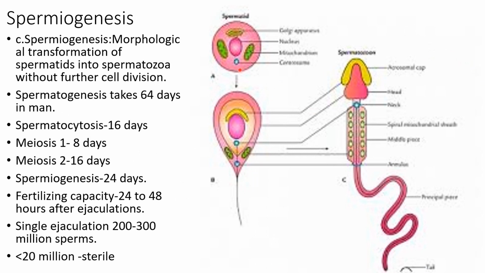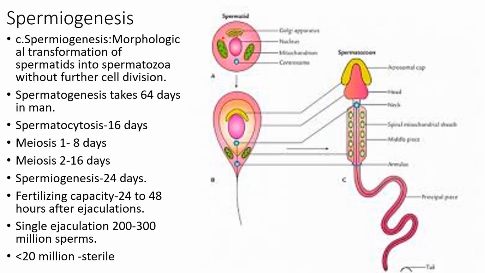After the second meiotic division, spermatids are formed. These spermatids will not divide. There will be no further cell division, and there will only be morphological transformation of spermatid to spermatozoa. So these spermatids have a nucleus, Golgi apparatus, mitochondria, and a centrosome having a pair of centrioles, and abundant cytoplasm is present in the spermatid.